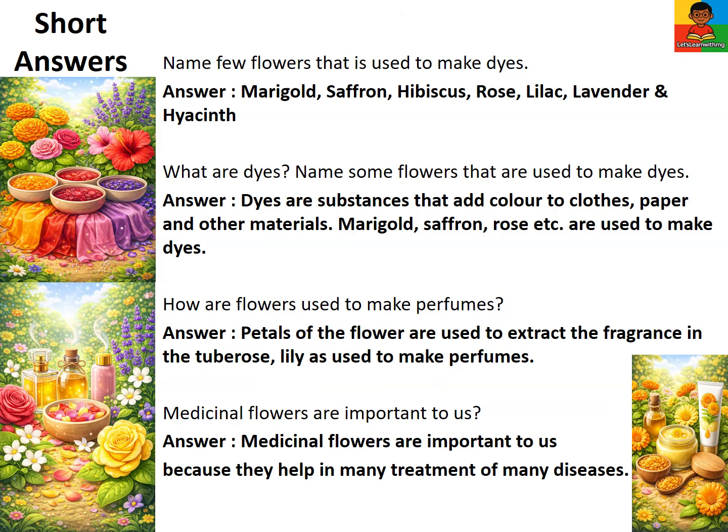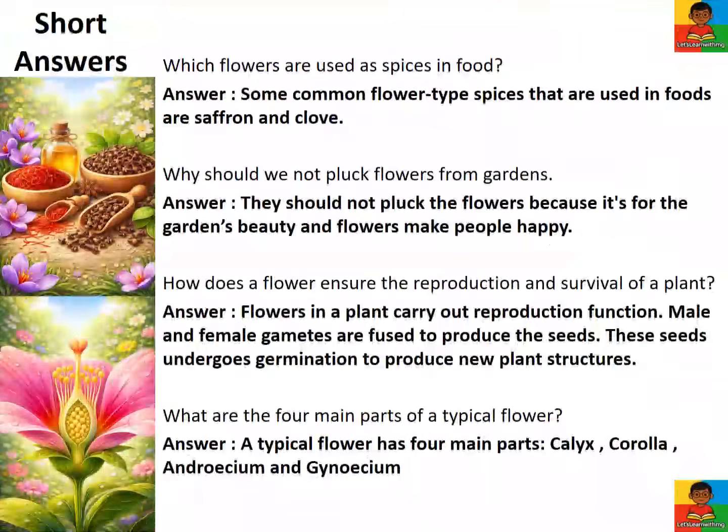How are flowers used to make perfumes? Petals of the flower are used to extract the fragrance, such as tuberose and lily, for perfumes. Medicinal flowers are important to us because they help in the treatment of many diseases. Which flowers are used as spices in food? Answer: saffron and clove.